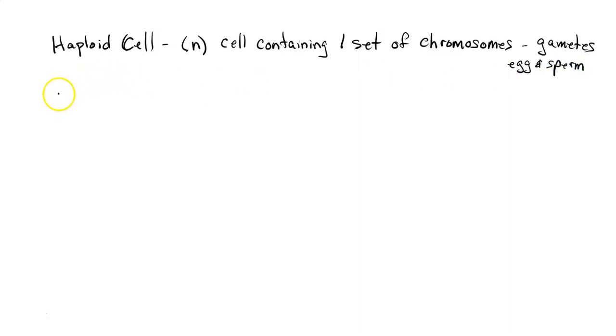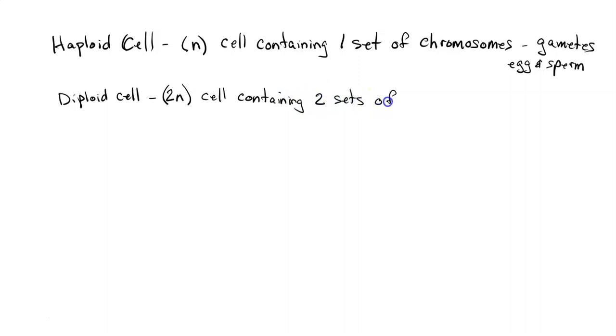There's also cells called diploid cells. So a haploid cell and a diploid cell do not have to be capitalized. I just started doing that when I wrote haploid, so I'm going to continue. So a diploid cell is a 2N cell. And the 2N means that this is a cell containing 2 sets of chromosomes.